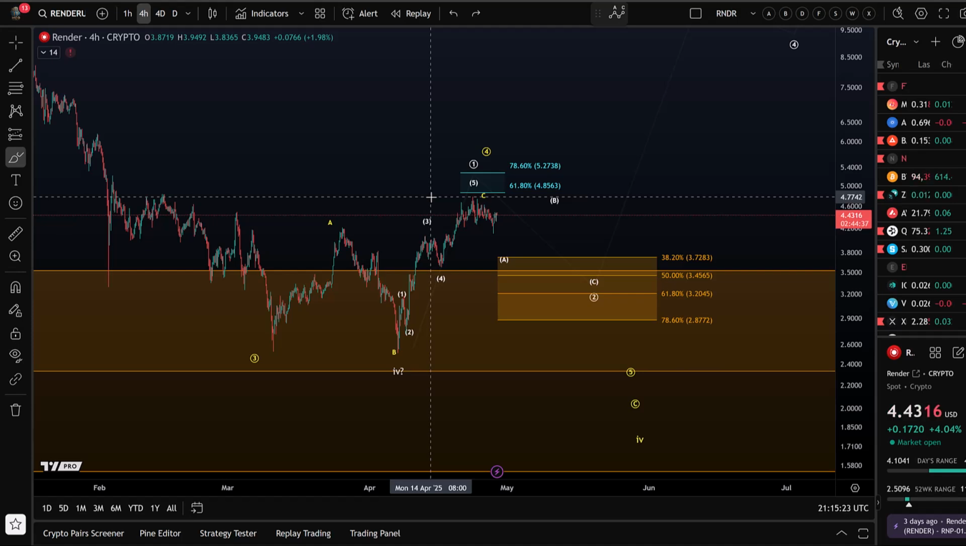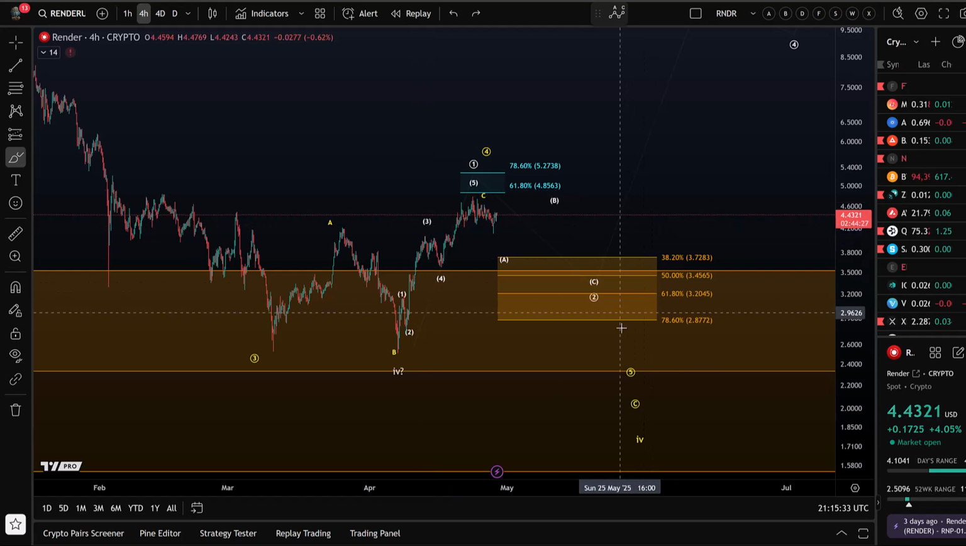And again, which level helps us distinguish between bullish and bearish momentum? It is the $2.87 level down there, the 78.6 retracement. Additional support levels in that Fibonacci box are $3.72, also important, then $3.45, $3.20, and $2.87. That's the update on Render.